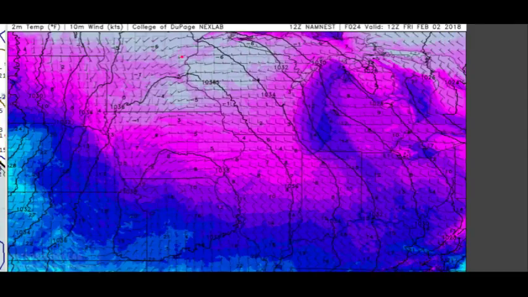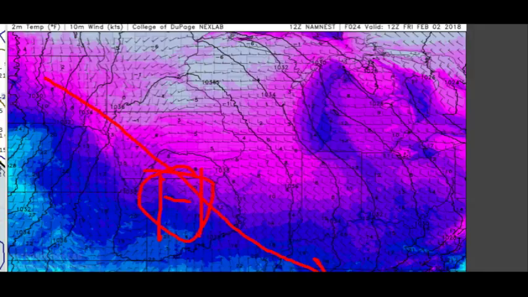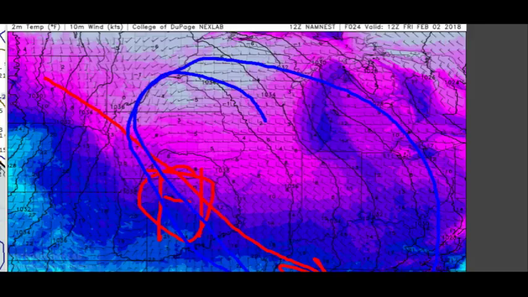So starting out tomorrow morning, this is what it looks like. The high pressure area over Missouri. Looks like a 1039 millibar high there, and that's, of course, moving southeast. So much of the cold air advection will be focused on this area here.